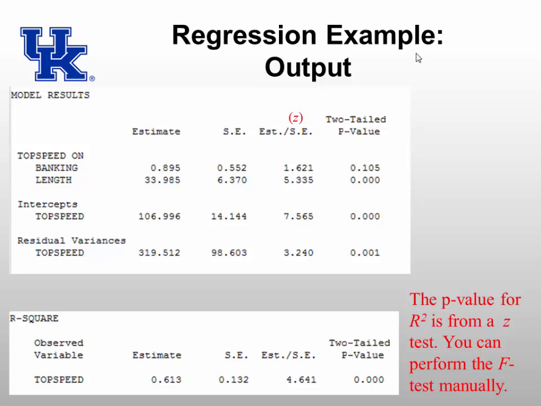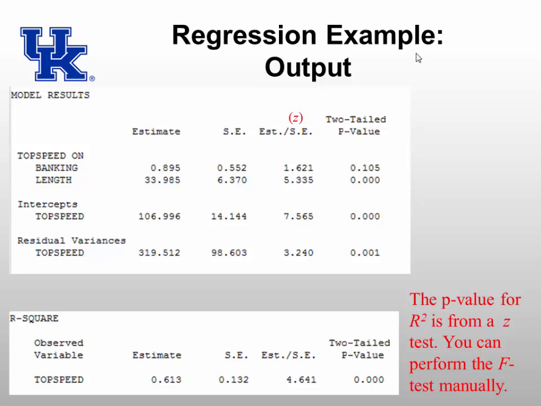So in the output, the model results: the MODEL block of the input file was where we told it what regression we wanted to do, so in the model results, it tells us the result of that regression analysis. Now you do have to kind of know what it's telling you. It just says estimate. It doesn't tell you that, in SPSS, it would be the capital B value. It's the regression weight for top speed on banking. So the coefficient for banking.